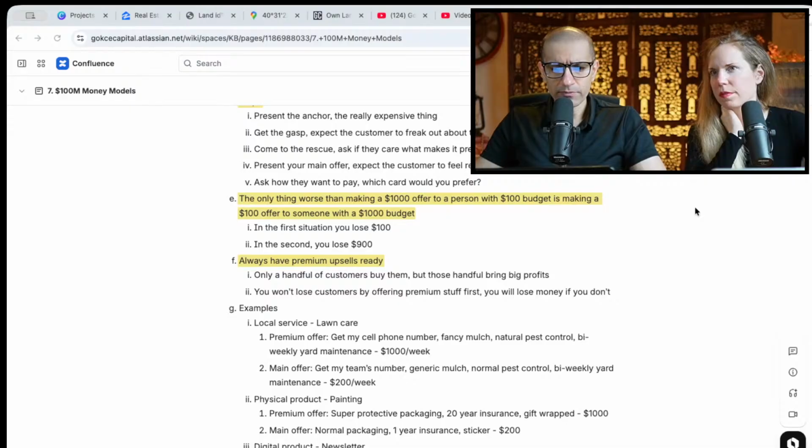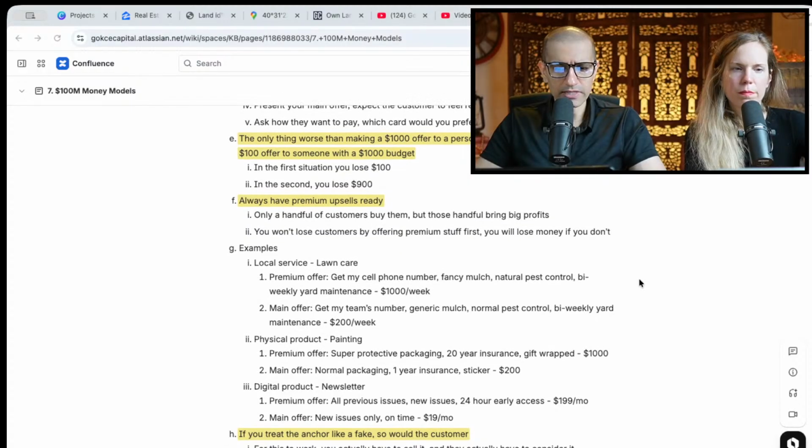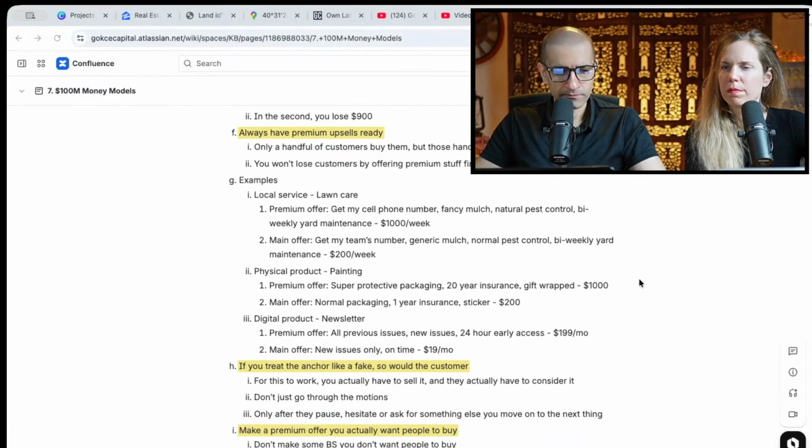Always have premium upsells ready. Only a handful of customers buy them, but those handful bring big profits. You won't lose customers by offering premium stuff first. You will lose money if you don't.